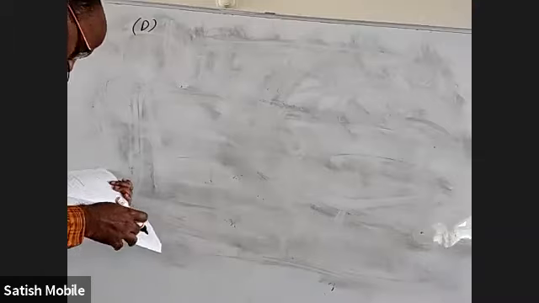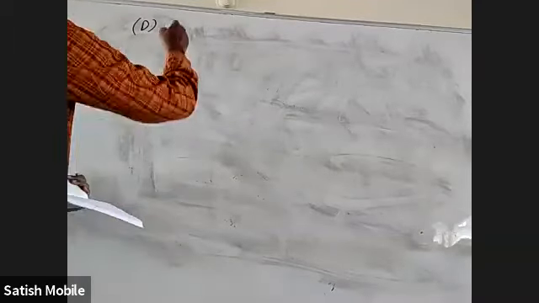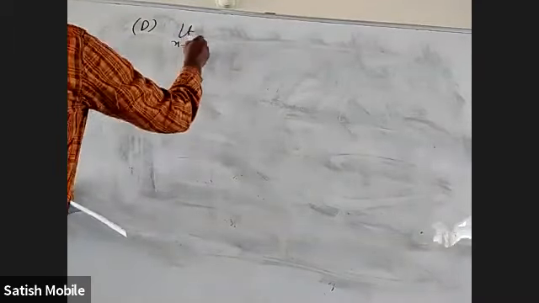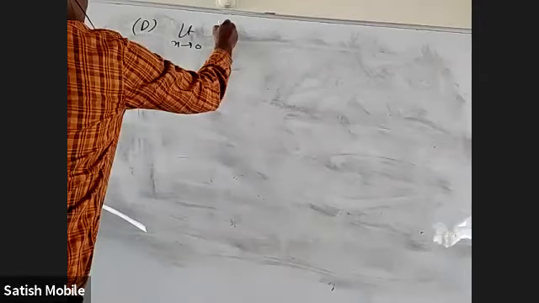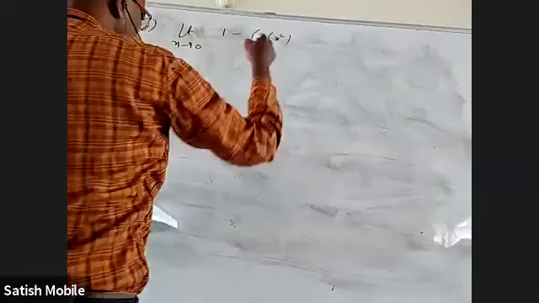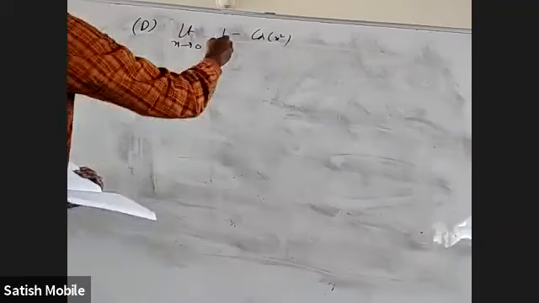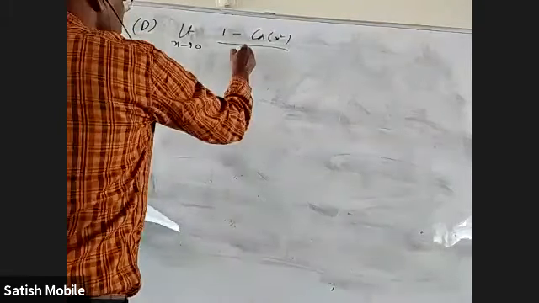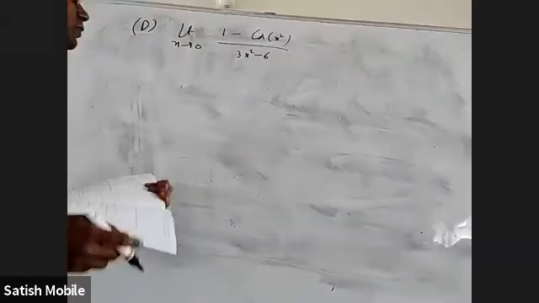It is 0 by 0 form and the cos of t square I cannot integrate it. So apply the limit, it extends to 0. X derivative is 1 and the integral part derivative is cos x square. Wherever t is there, put x. Down it is 3x square minus 6.